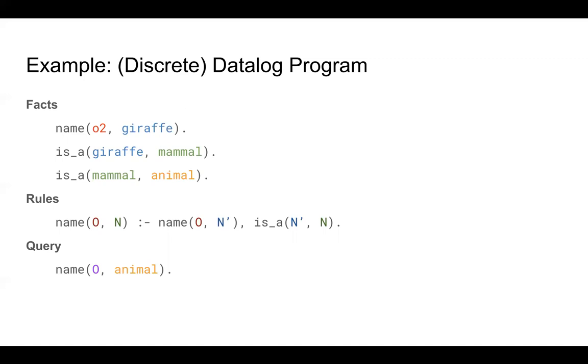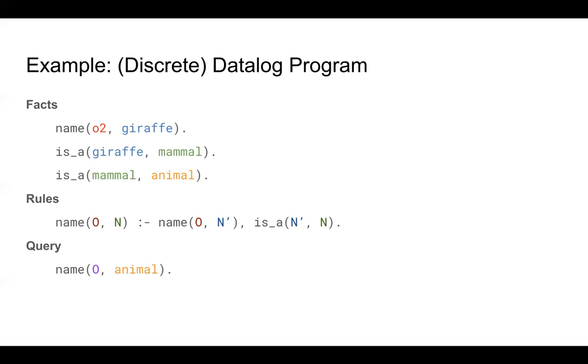So here's an example Datalog program, which is a discrete Datalog program. You have various input facts here. For example, the name relation might say that object O2 is a giraffe. Then there's another fact which says that every giraffe is a mammal and so on. And then we can even write rules with quantifiers. So here what we say is for all O, N, and N prime.